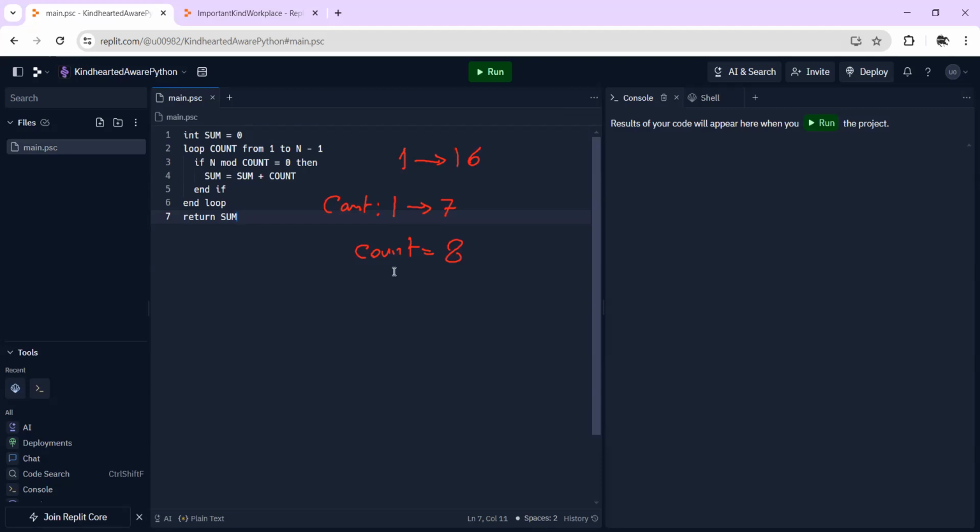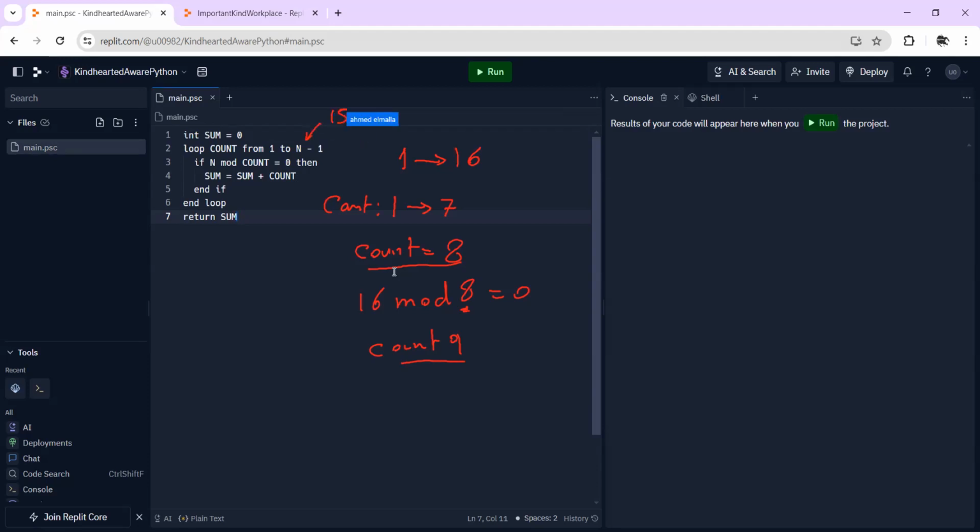16 mod 8 equals, oh yeah, that would be 0. That would be 0, right? So n is 16 in the current example. So now the count becomes 9, right? After we have 8, it will be incremented to become 9. Yeah, I understand. So you put 15 here.